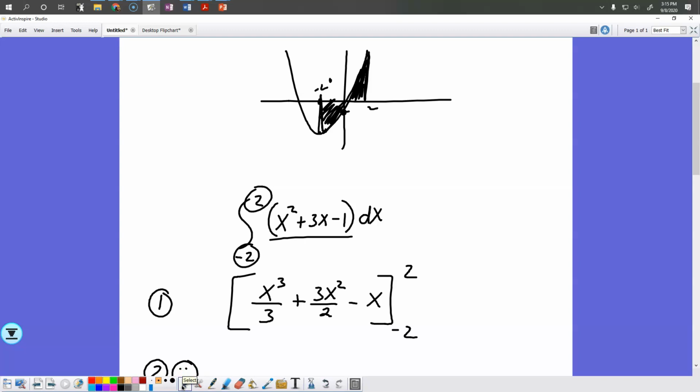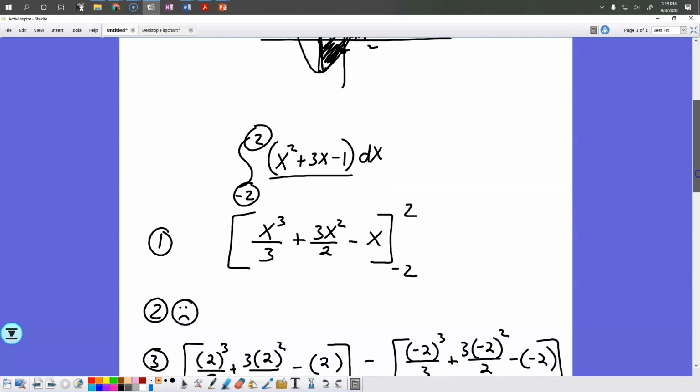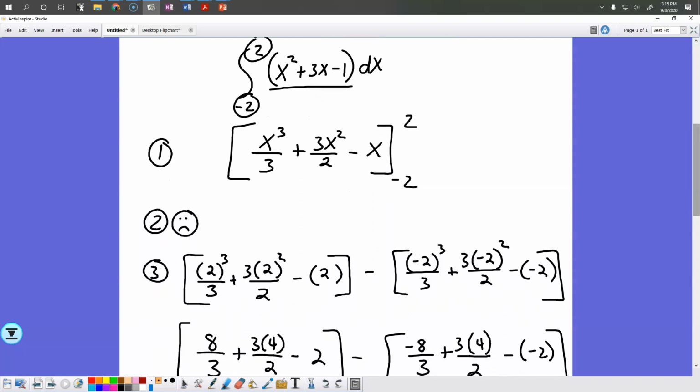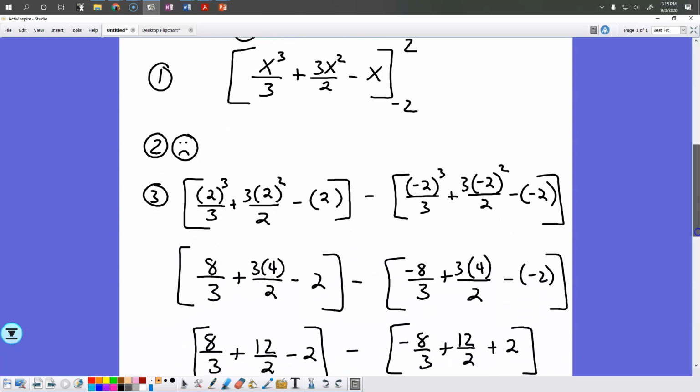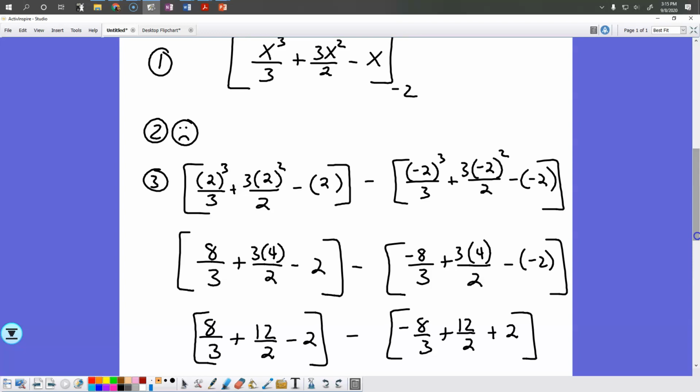Did you get close? That's awesome. All right. If you didn't, don't feel bad. It takes a while to be able to make sure you're being neat and organized enough to avoid common errors that come up, particularly with negatives and things like that.